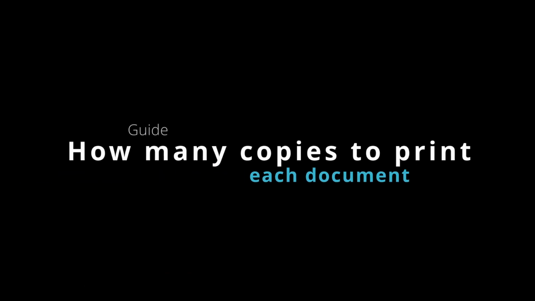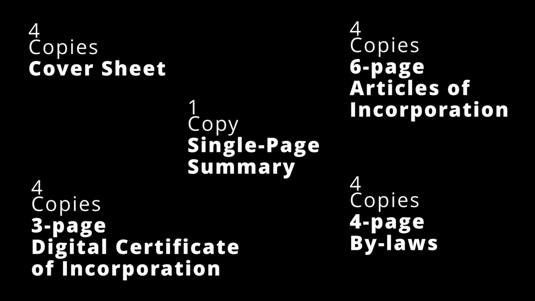Here is a guide on how many copies each document is to be printed, and please arrange them according to the SEC required sequence before submitting it to the SEC office. Print 4 copies of cover sheet, 4 copies of the 3-page certificate of incorporation, 4 copies of the 6-page articles of incorporation, 4 copies of the 4-page bylaws, and 1 copy of summary.